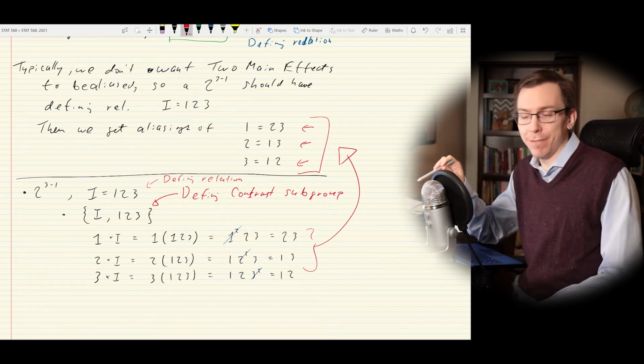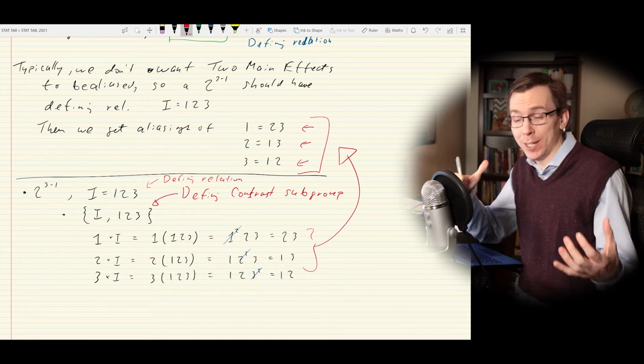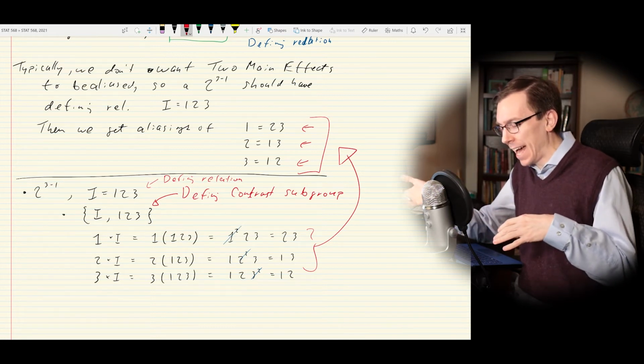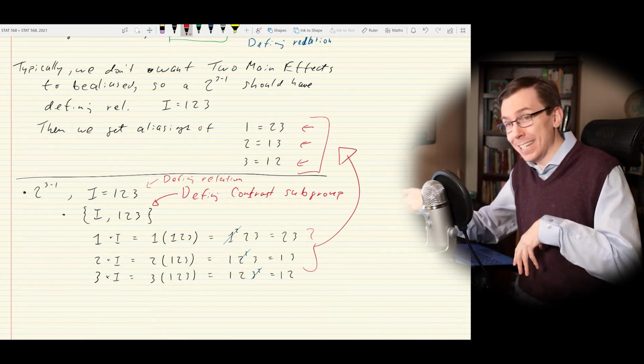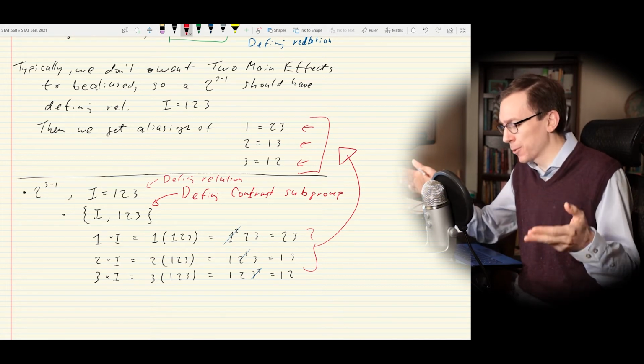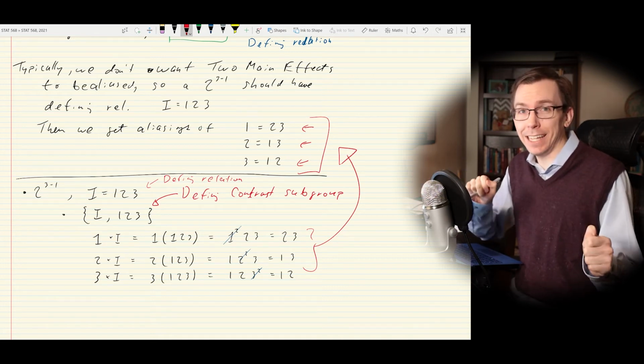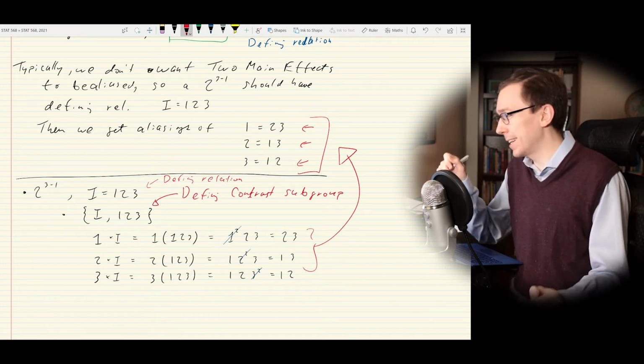just taking the main effects and multiplying them by both elements of the group. Because if I is equal to 1, 2, 3, then that means that 1 times I is equal to 1 times 1, 2, 3. And if we apply the same group relations here, we end up with just a 2, 3, and we can find out all of the aliasing relations within this design.